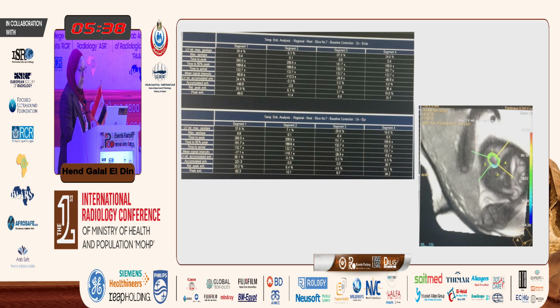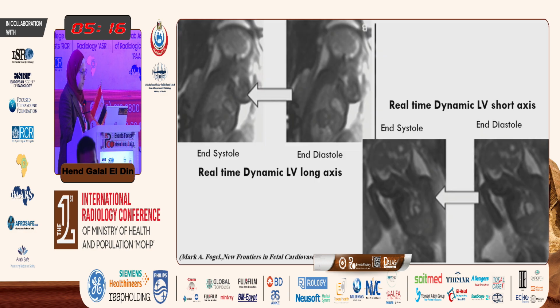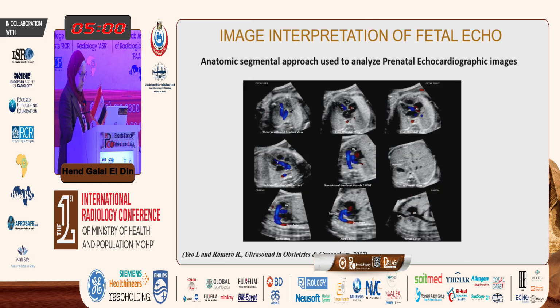However, this trial of getting some information on the functional assessment of the fetal heart with fetal cardiac MRI will be the next generation, our next aim for detecting functional abnormality by MRI. Also, this is without doubt a real-time dynamic view. We can see end systole and end diastole in long axis and short axis, from which we can measure ejection fraction and cardiac output like we do in cardiac MRI in pediatrics and adults.